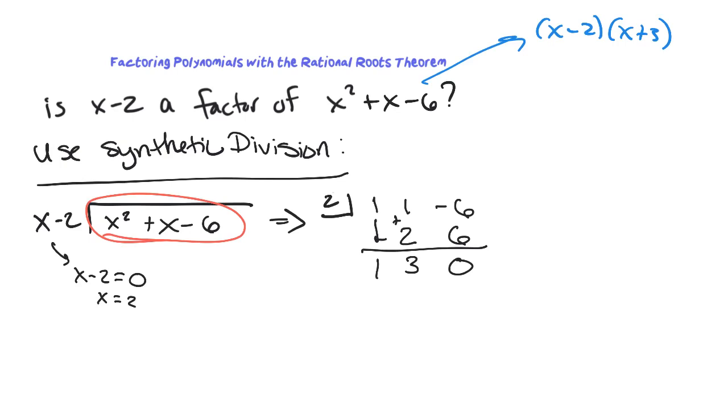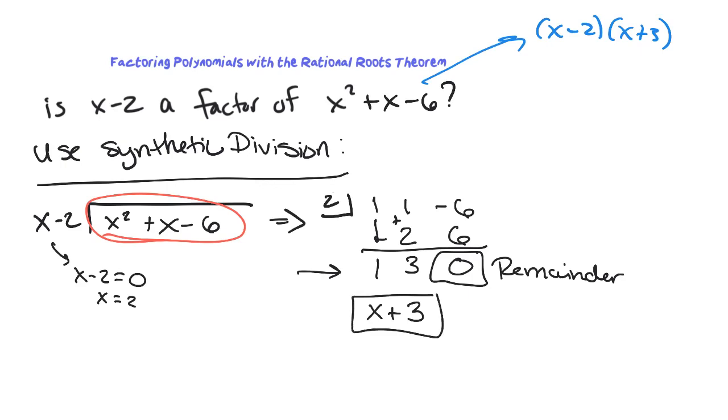And if you remember synthetic division, this is an overly simplified way of writing your answer. The number at the end is always your remainder. And the number in front of your remainder is always your constant. And the number in front of that is always the coefficient for the x term. So if we divide x minus 2 into x squared plus x minus 6, we get x plus 3 with a remainder of 0. But we knew that by factoring.